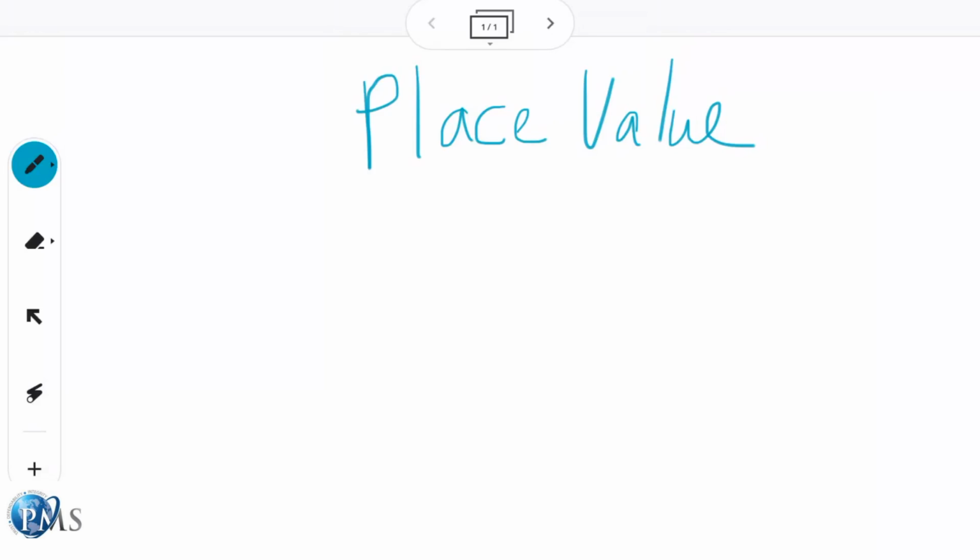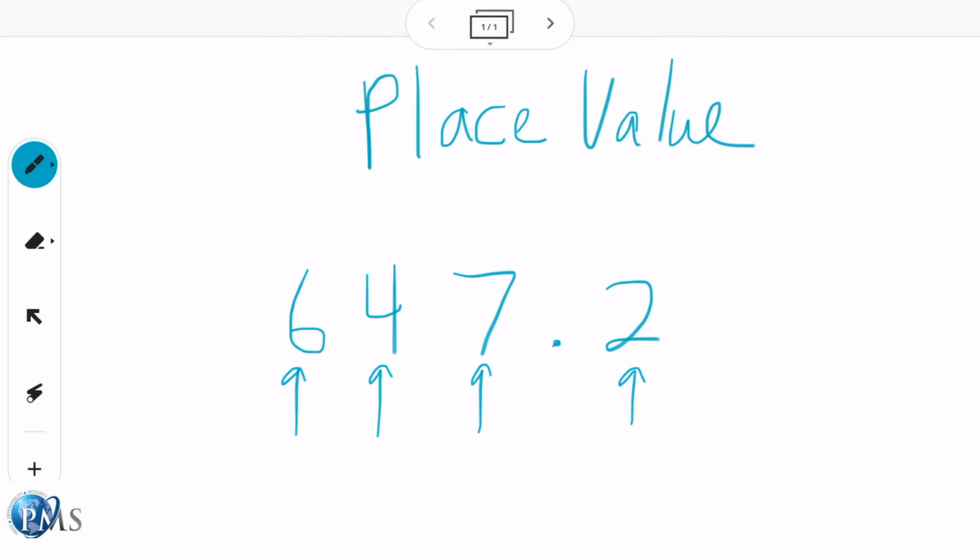Place value is this thing that you've probably heard of before, where you have a number, maybe it's 647.2, and each digit in this number we would say is in a different place. Okay, so the 7 is the ones, right? Or we could write it like ones like that.